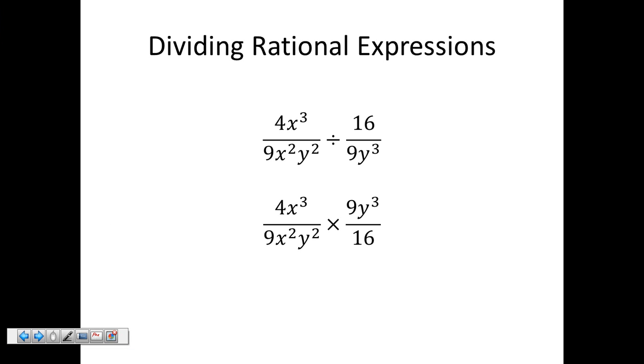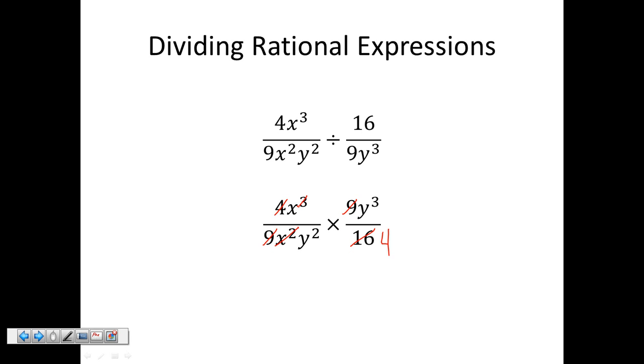So I can cancel my 9's because now one is on top, one is on bottom. I can cancel the 4 with a 4 that's hidden inside that 16, and I'm left with a 4. And now I can start to cancel a whole bunch of these letters. I can cancel x squared on the bottom with x squared on the top, and that's going to leave just one single x on top.